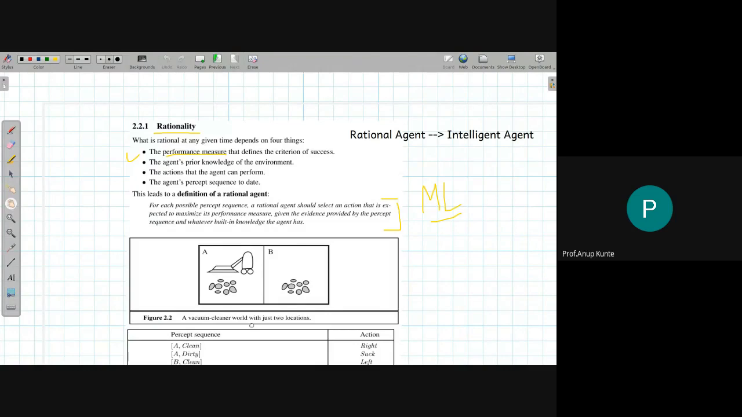Number one is, you should be able to articulate or define the performance measure using which the success criteria may be articulated. Second, you should know the agent's actions. Third, you should know the agent's percepts. What are the percepts that the agent has? Depending on that, the percept sequence can be calculated.